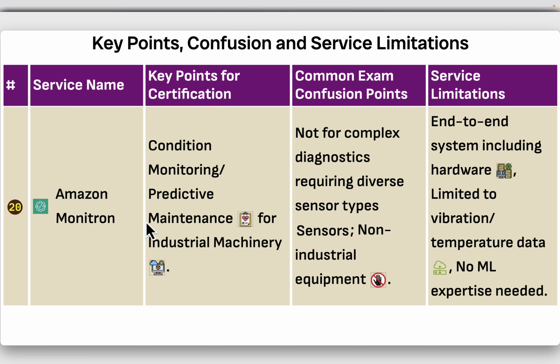Next, Amazon Monitron. Key points for certification are condition monitoring and predictive maintenance for industrial machinery. Common exam confusion points: it is not for complex diagnostics, which require diverse sensor types, or non-industrial equipment. Service limitations: an end-to-end system including hardware, limited to vibration and temperature data, and no ML expertise needed.